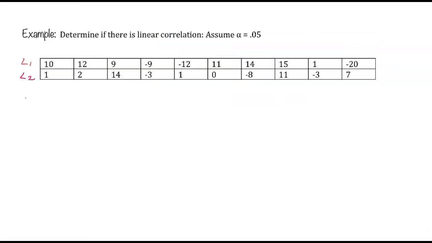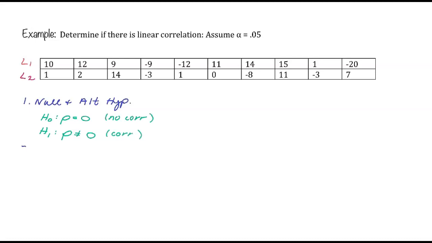The first step in the hypothesis test is to determine the null and alternative hypotheses. For this type of hypothesis test, the null hypothesis is always that rho is equal to 0, and the alternative hypothesis is always that rho is not equal to 0. The null hypothesis corresponds to there being no linear correlation, while the alternative hypothesis corresponds to there being a linear correlation.